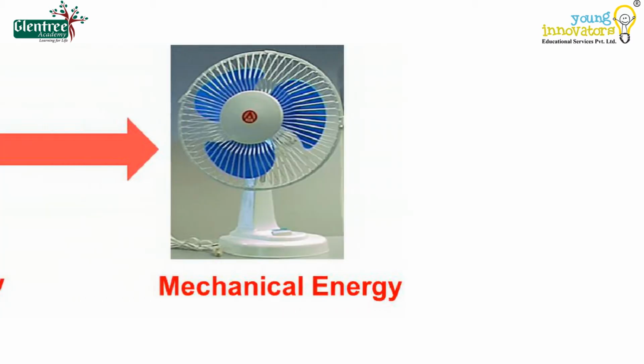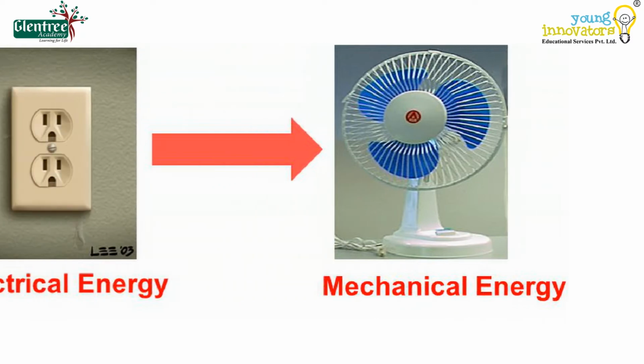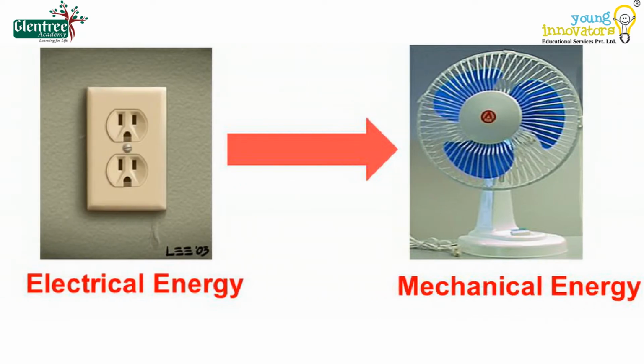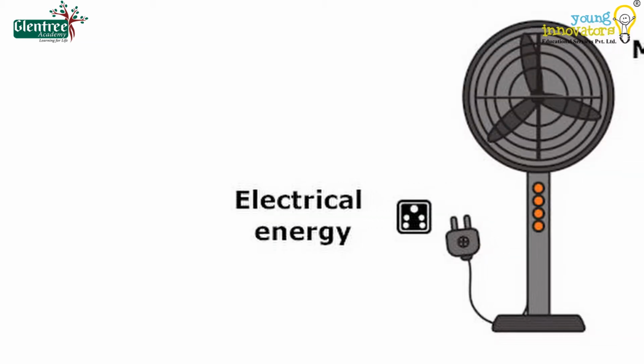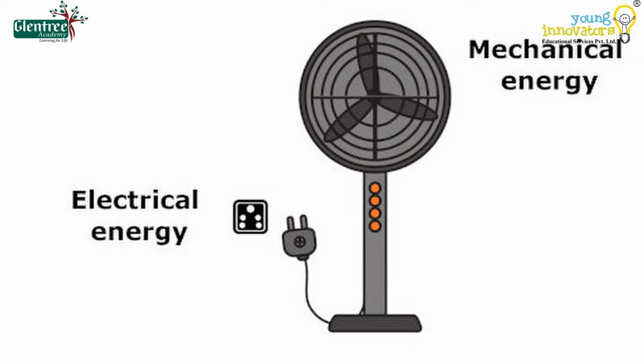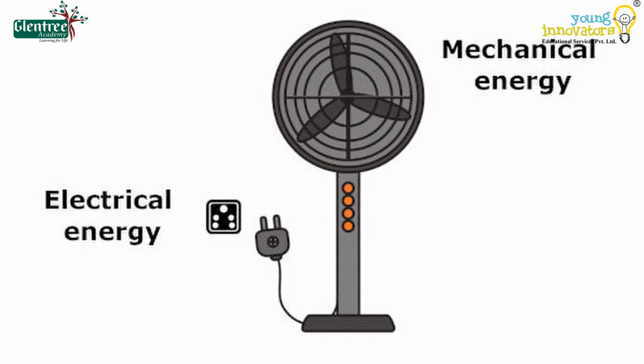In simple words, an electric motor is defined as a device that converts electrical energy into mechanical energy. In the case of our fans, when we switch on the button, electricity starts to flow, which is electrical energy, and the rotatory action of the blades is the mechanical energy or the mechanical work which is done.